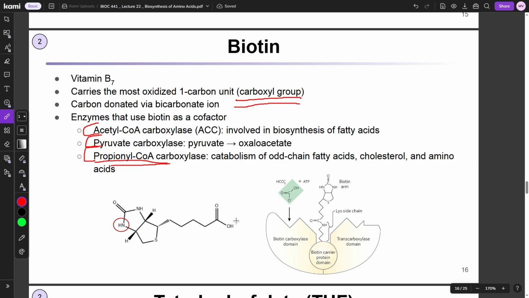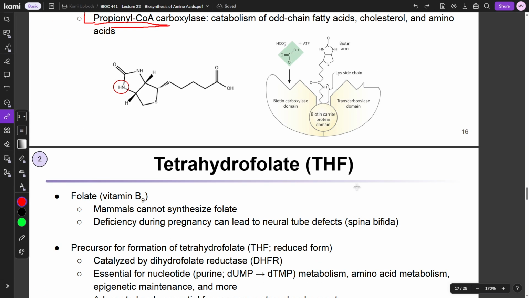But remember, it's like a bridge, right? It's like the swinging arm that swings around. So here's acetyl-CoA carboxylase. You see how this binds here, and then it binds to this thing, and this thing swings over. That's basically how it works.